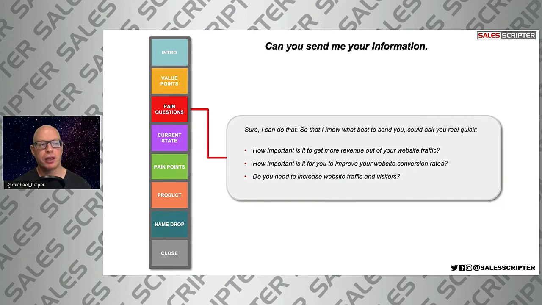Another extremely common objection is when the gatekeeper says, can you send me your information? This is very popular because a gatekeeper can often use this objection and avoid looking like a bad person or avoid rejecting you. They may actually say this in a way where they give you a sense of hope. Oh, send me your information, I'll pass it along.